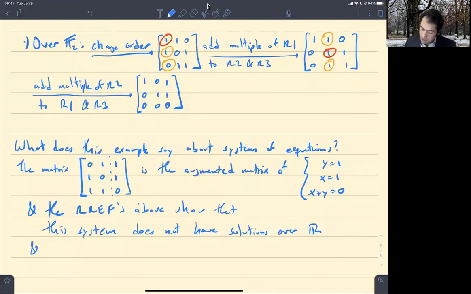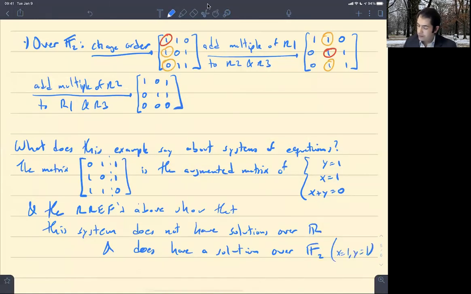and does have a solution over F2, right? Because in this case, the reduced row echelon form that we ended up with has pivots in the first 2 columns, but no pivot in the third column, right? And of course, the solution here is x equals 1, y equals 1. Okay, so not surprisingly, if you change what field you're working in, whether or not you have solutions changes.